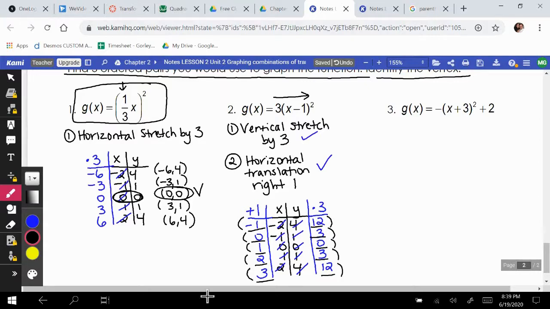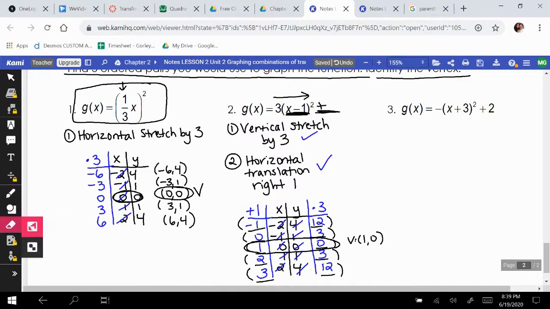Okay, and what's my vertex? What's right in the middle here? 1, 0 is going to be my vertex. I could have told you that it was the vertex 1, 0 just because I can see that there's a shift right 1 and then no shift up or down, right? So because I shifted my graph right 1 but didn't shift it up or down at all, that is why my vertex is at 1, 0.